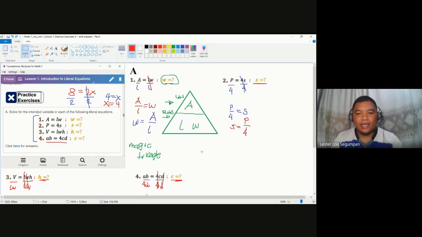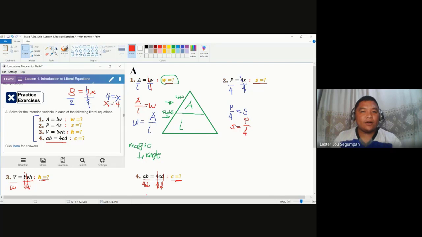So let me select an area here and let me copy it. And I will just be covering the W. Why W? Because that's the intended variable. That's the step for the magic triangle. I only cover the W because that's what we want. The remaining variables or coefficients are your result. You have A and L. And what do you think will separate them?